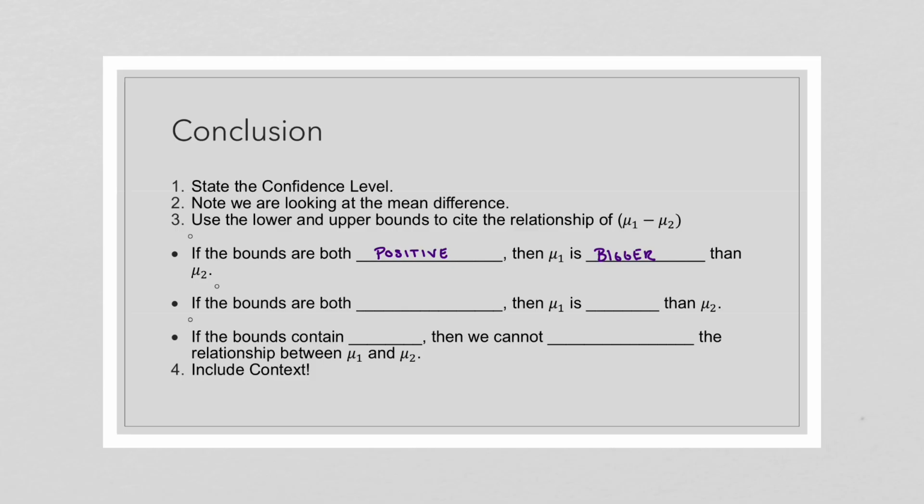If the bounds are both negative, then mu sub 1 is smaller than mu sub 2. And if the bounds contain 0 in there, then we cannot conclude the relationship between mu sub 1 and mu sub 2. And for the umpteenth time, include that context in your final statement.